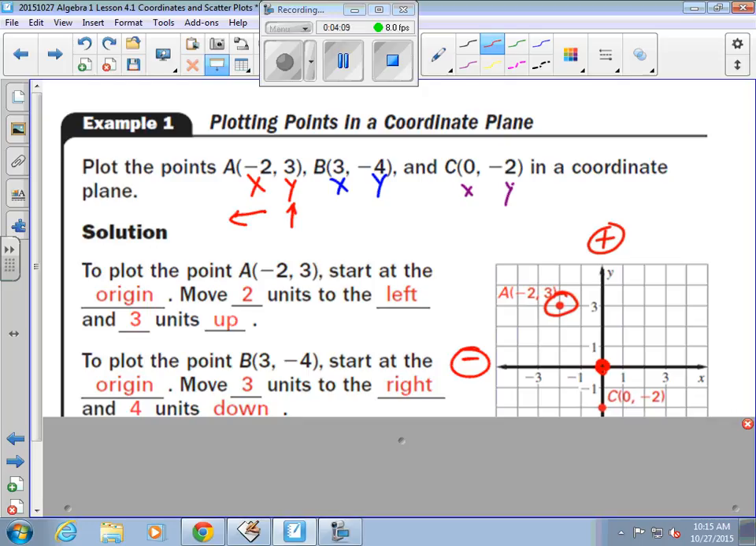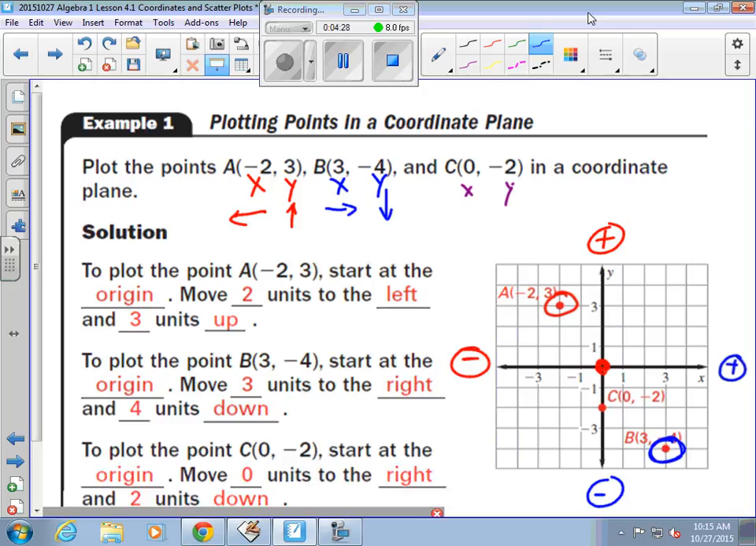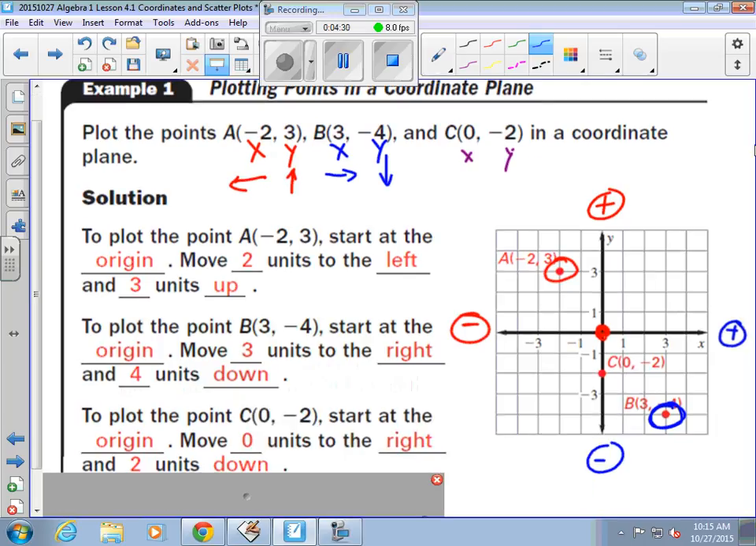The next one, (3, -4). 3 tells you to go right. Your positive numbers are this way. To the right 3 times. -4 tells you to go down 4 times. Your negative numbers are here. To the right 3 times, down 4 times. And the last point you had to do, (0, -2). 0 tells you don't go left or right at all. It's 0. -2 tells you to go down twice. Here's your point here.